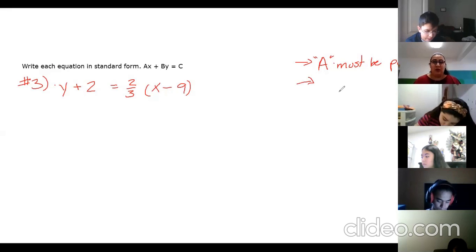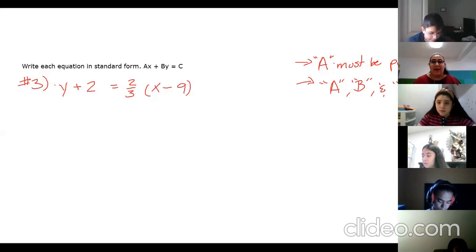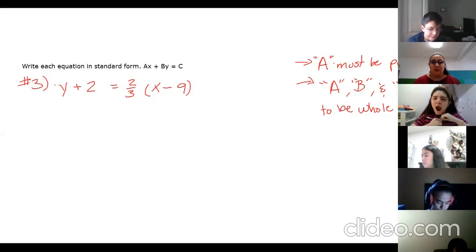Another thing to keep in mind, coefficients A, B, and C have to be whole numbers. We cannot have fractions, we cannot have decimals.